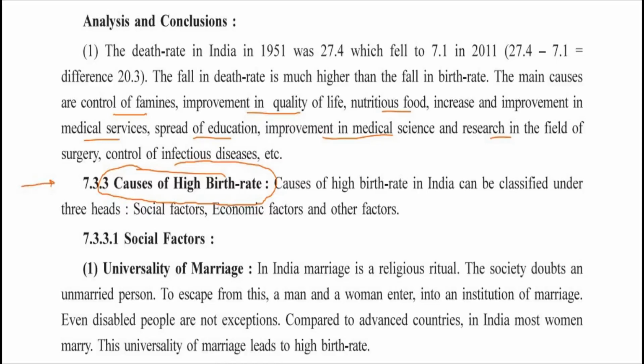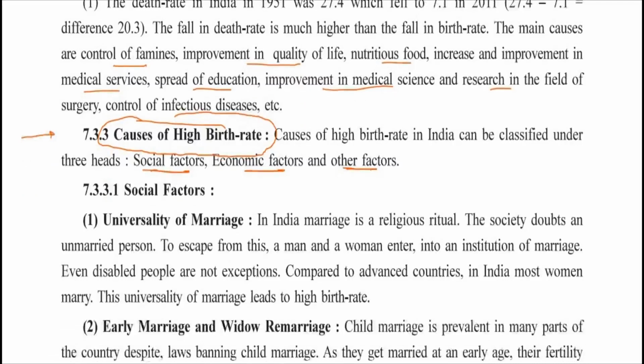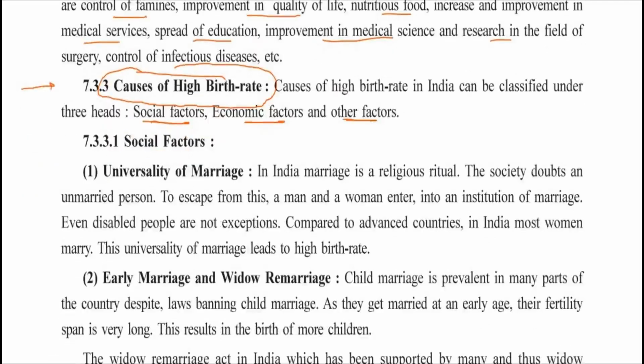First, a very important question: what are the causes of high birth rate? We can divide these causes into social, economic and other factors, so 3 groups. Social factors. First factor is the universality of marriage. We are talking of why the birth rate of India is high. A very important thing is that in India, marriage is a religious ritual. The aim of most parents is the marriage of their child. So it's a universality of marriage.